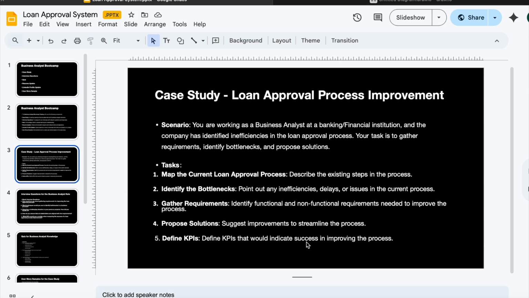So increase customer satisfaction. We can measure this by surveys. Reduction in the number of denied loans due to incomplete documentation. Okay, and increase loan approval rate for eligible customers. So these are the expected outcomes. By automating this, we can measure all of this using our KPIs.